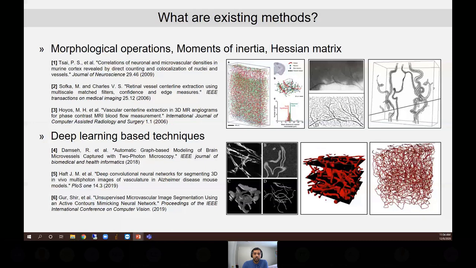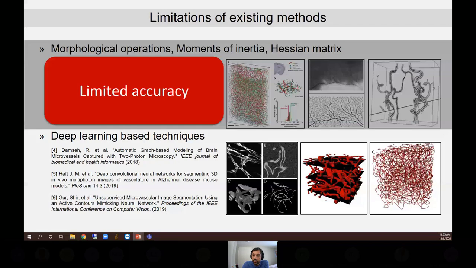Now, our work builds on some very exciting research that has been done before us. Conventionally, many computer vision methods have been used to do vascular segmentation in two-photon microscopy angiograms. These methods include morphological operations, moment of inertia, Hessian matrix, and many other methods based on 2D or 3D local features. But as it turns out, most of these methods demonstrated limited accuracy.